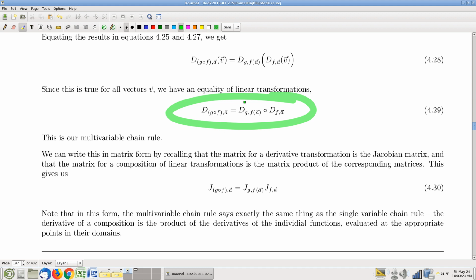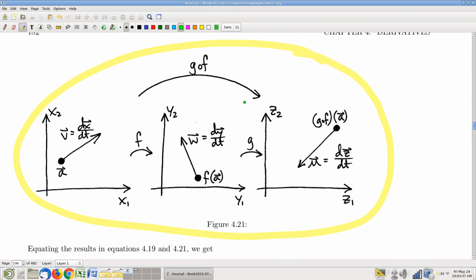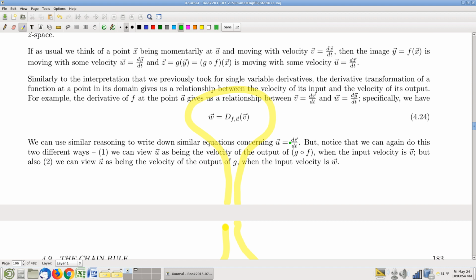Anyway, from that point of view, when you compose functions, you also compose their derivative transformations, a pretty natural way to think about it. Whatever action you take to get that vector to turn into that vector, you follow that by whatever action you take to turn that second vector into that third vector. You're composing the action on these vectors. So very plausible, I think, ultimately.